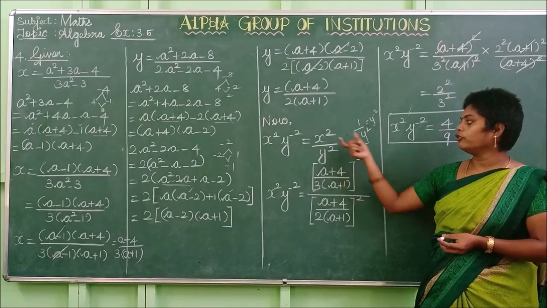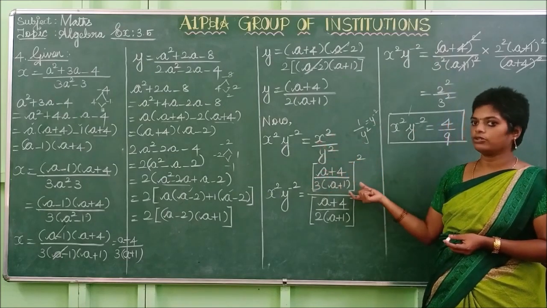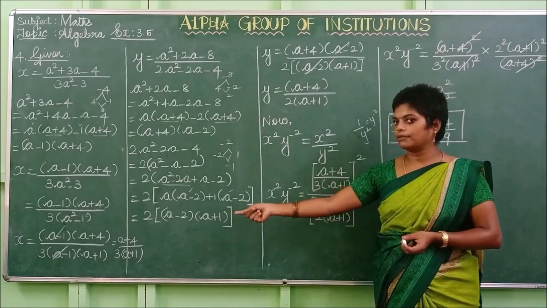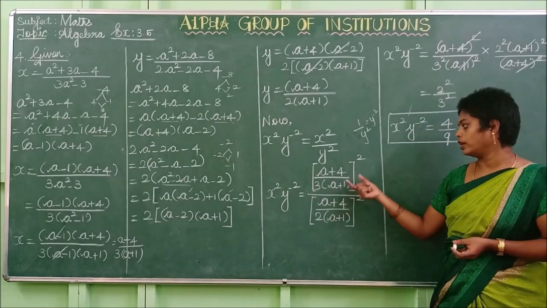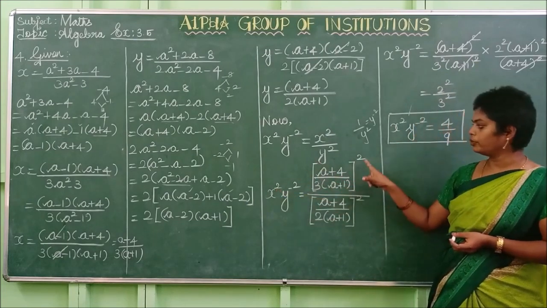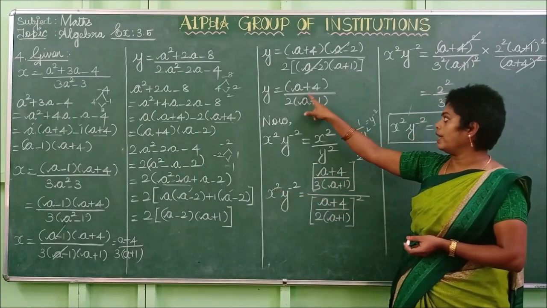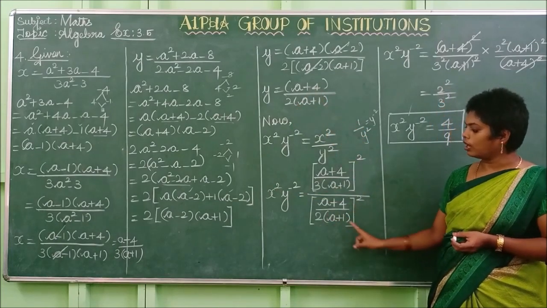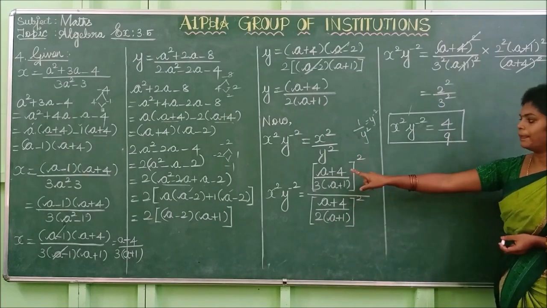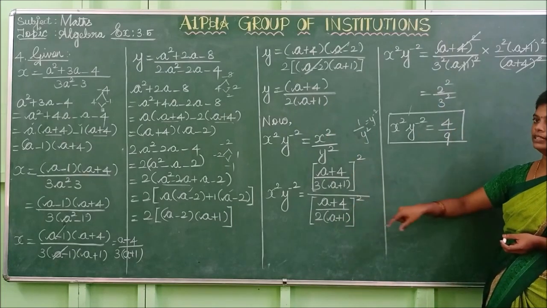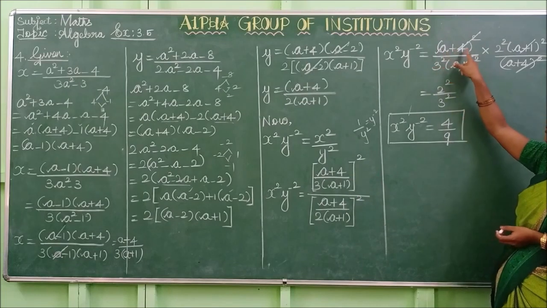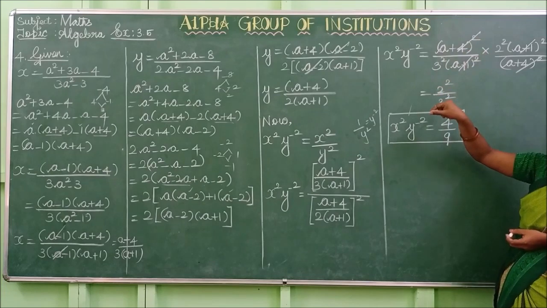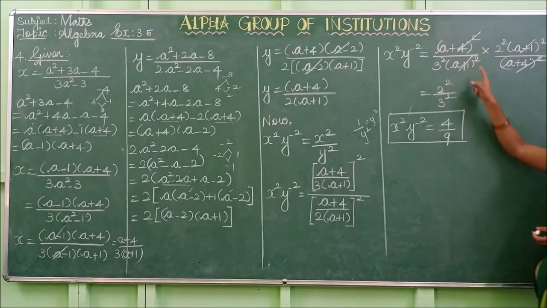So substitute the values. You know the values of x and y. You have to square the values. What is the x value? Our x value is a plus 4 divided by 3 into a plus 1, which is a whole square, so we have to put the square outside. Then what is the y value? A plus 4 divided by 2 into a plus 1, a whole square. You have to separately apply the square for each numerator and denominator. So a plus 4 whole square, then 3 also has a square, 3 squared, a plus 1 squared.